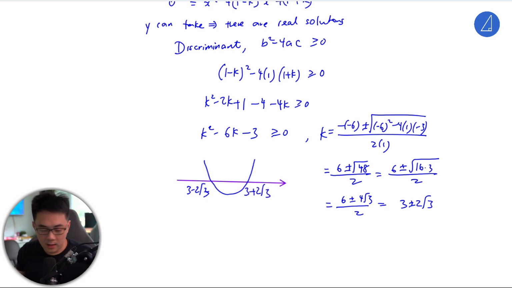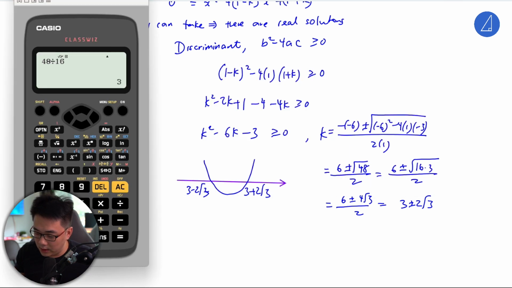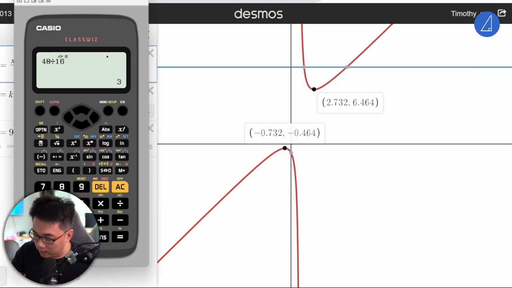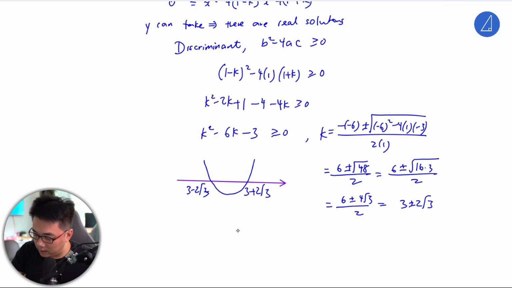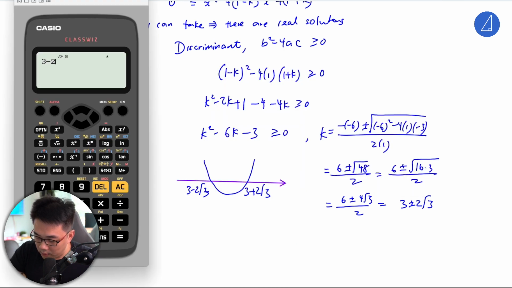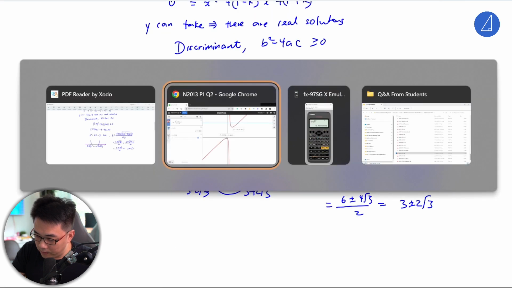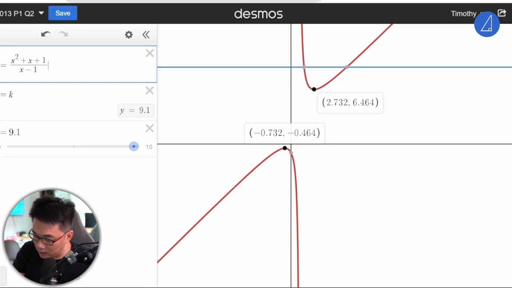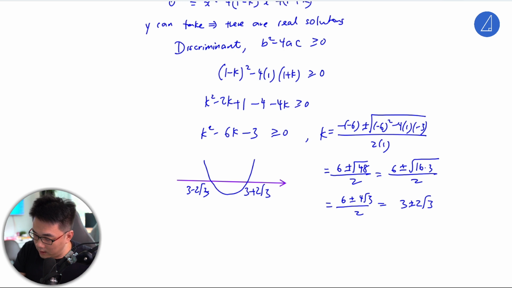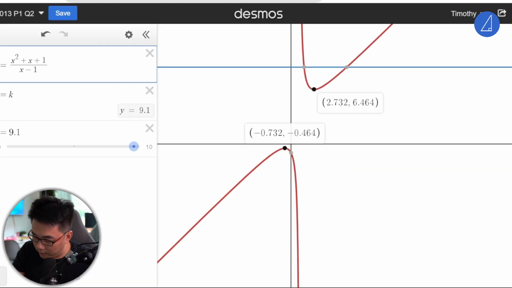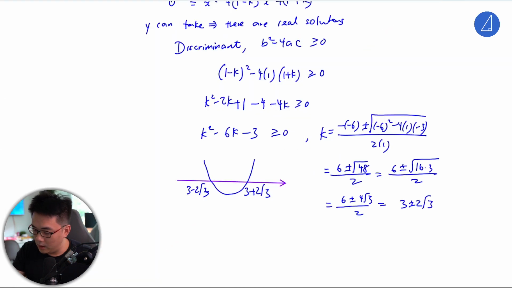Okay, so to check, you can use your GC and check the turning points here. These turning points should correspond to what we found earlier. So I'm just gonna check my answer for 3 minus 2 root 3. Is that the answer? Yeah, there you go. You can actually check answers in the exam, just be mindful of that. Then 3 plus 2 root 3 is 6.4. Yeah, there you go. Great.